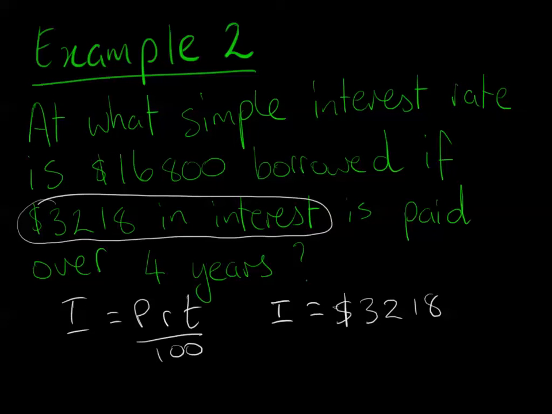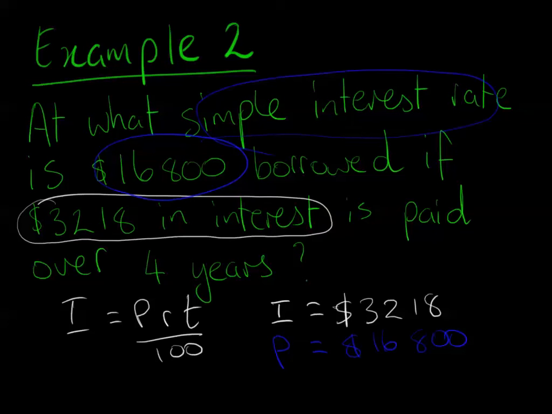Now we're going to try and find our principal in our question. Well, our principal is easy to find. That's the original amount borrowed, which is $16,800. Can we find our interest rate? At what simple interest rate? Okay, so it's actually asking us to find the simple interest rate. So we're going to say R equals unknown. That's what we're going to find in this question.